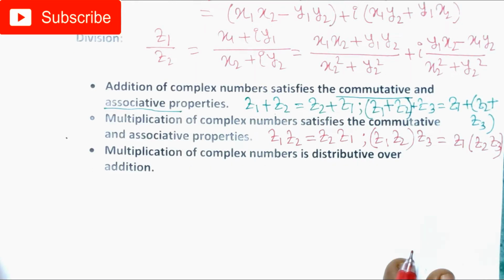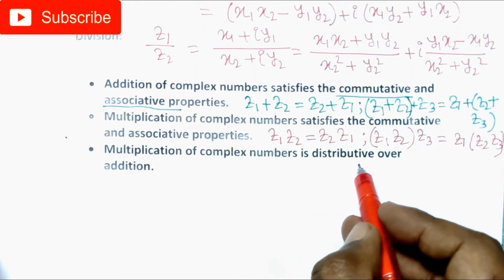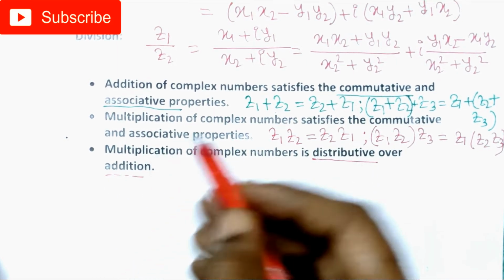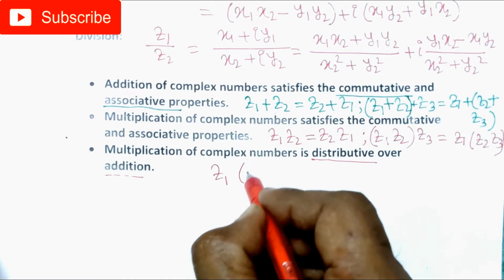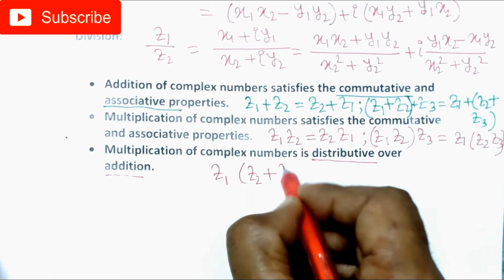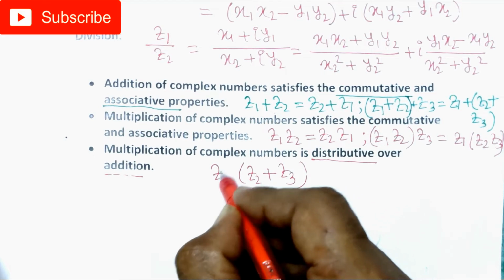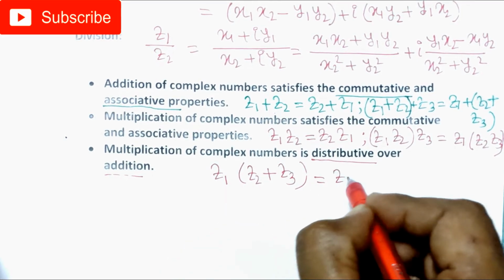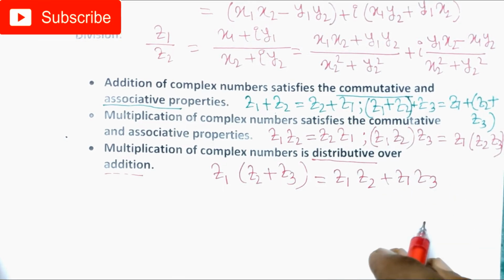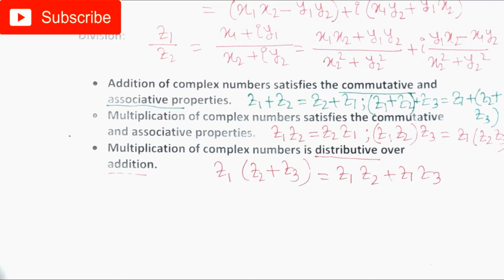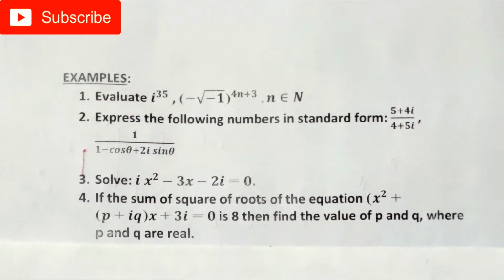Now, multiplication of complex numbers is distributive over addition. So if we take any complex number z1 and another two complex numbers, suppose z2 and z3, and add them, then if we multiply with z1, this gives us z1 into z2 plus z1 into z3. This property is known as the distributive property. Let's discuss some examples of what you have already learned in this video lecture.